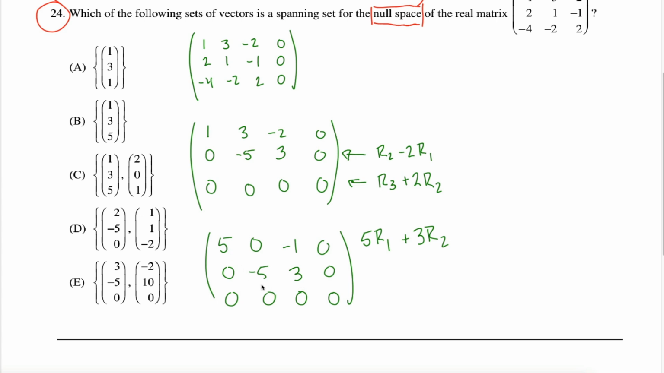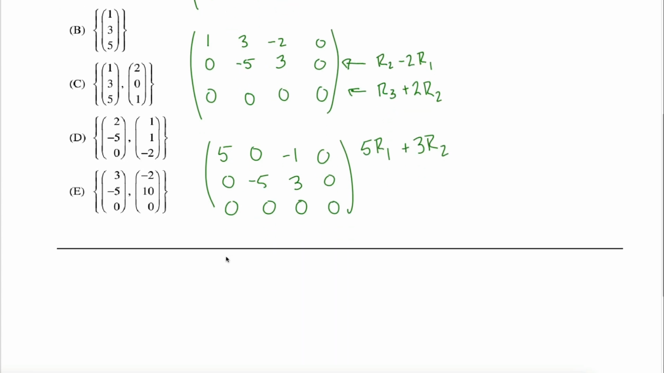Maybe I'll scale these so that my leading entries are 1s, and then call my matrix good. So divide this one by 5. I got 1, 0, negative 1/5, 0. Divide this one by negative 5. I got 0, 1, negative 3/5, and 0. And then I still have my row of zeros down at the bottom.